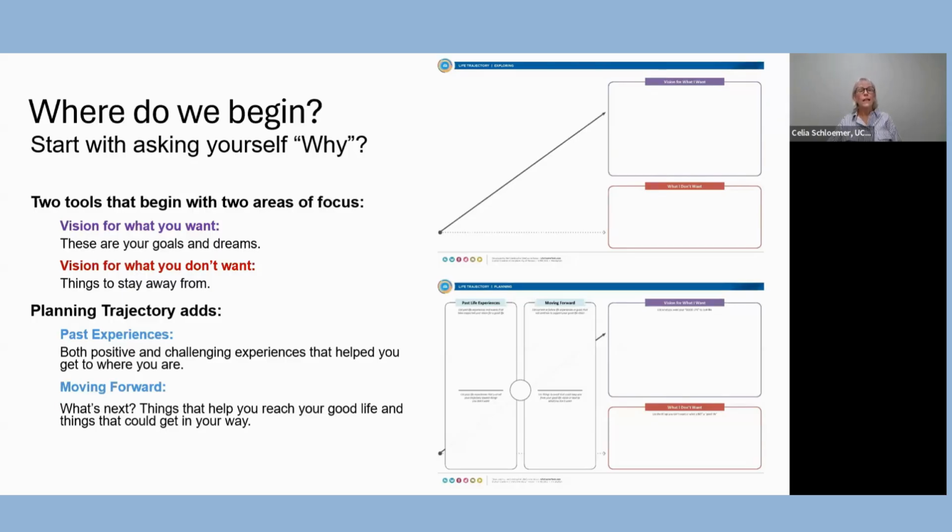Then on the planning trajectory, there's actually boxes for those things. So we can look at both positive and challenging experiences that helped you get to where you are. And then we have 2 boxes where we can really talk about things that helped you reach your good life and things that could get in your way.